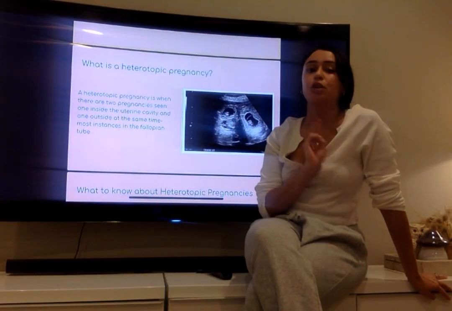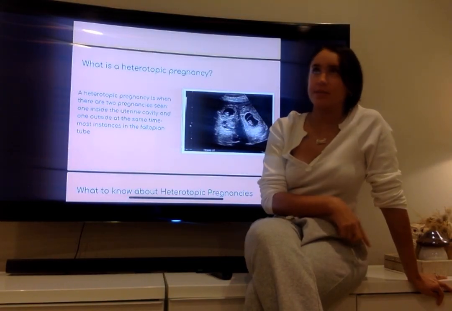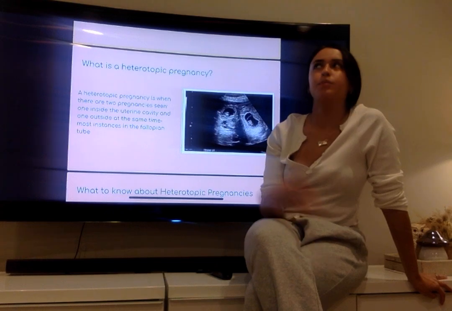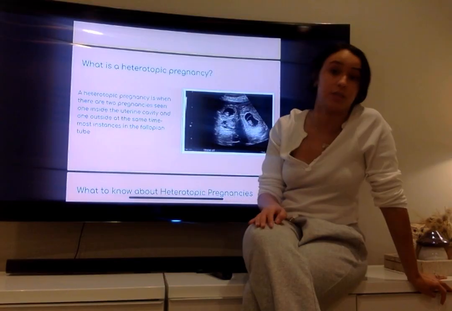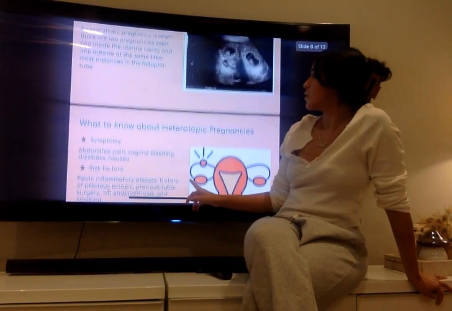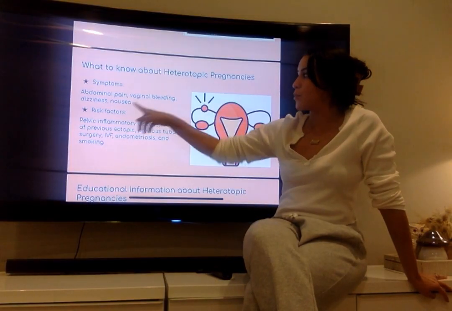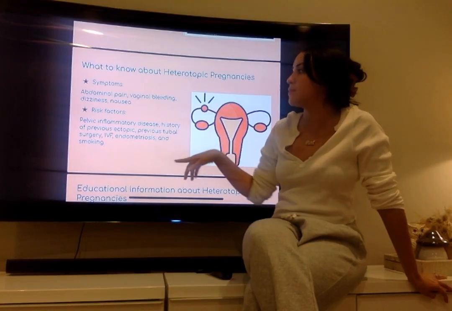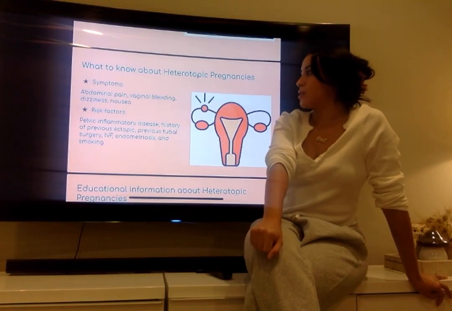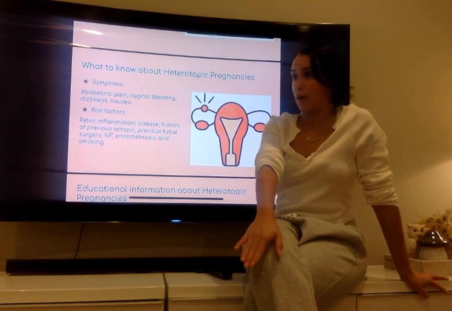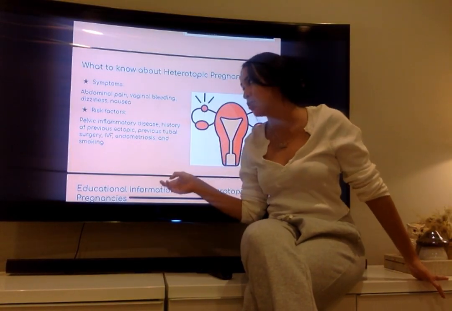So what is a heterotopic pregnancy? A heterotopic pregnancy is when there are two pregnancies seen, like we said, one inside of the uterus and one outside. In most cases, it'll be in the fallopian tube, but it could be anywhere like the abdomen, the ovaries, and the liver sometimes, which is really rare, but possible. What we need to know about heterotopic pregnancies: our patient presented with abdominal pain and vaginal bleeding, which are common symptoms, and you can also experience dizziness and nausea. Some of the risk factors for heterotopic pregnancy are PID, pelvic inflammatory disease, IVF, endometriosis, previous tubal surgery, or smoking.